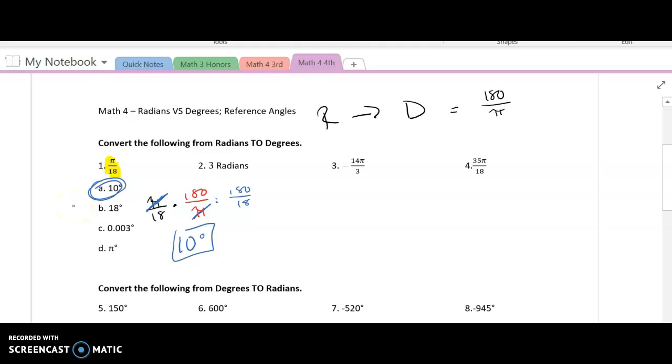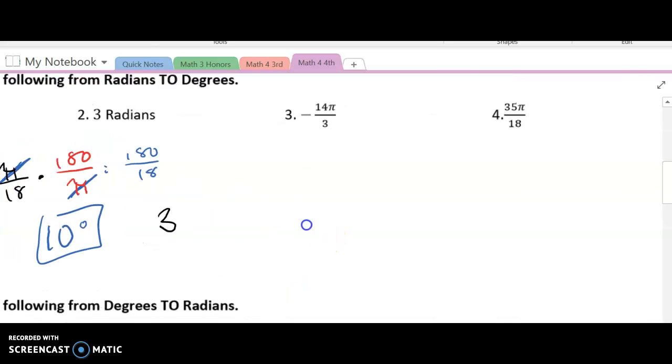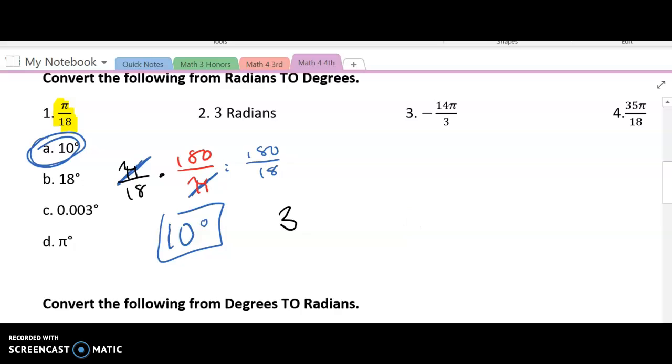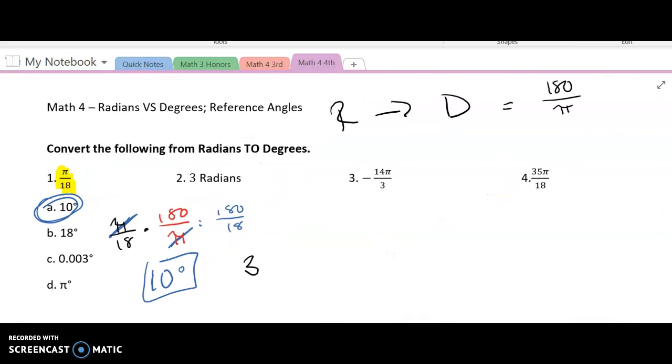Okay, so let's move on to number 2. Now this one's a little bit different. It's just 3 radians. Now you may be thinking, Ms. Smith, this might be something different that's going to be going on. But there's actually not going to be a different thing going on. You're going to have the 3 radians, and you're going to multiply it by that same fraction, 180 over pi. So now we're multiplying 3 by 180 over pi.